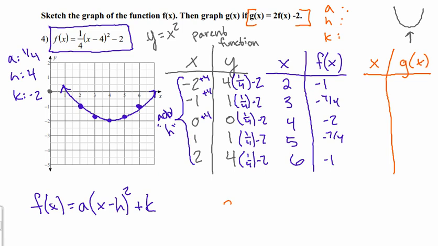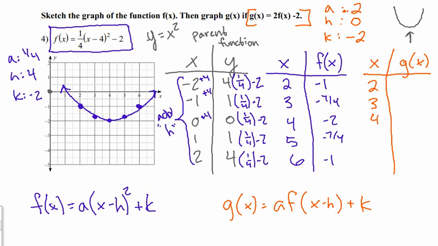And this is being written in the form g of x equals a times f of x minus h plus k. So what is the a value? It's the number in front of the f of x part. It's 2. What is h? It would be the number in there. There isn't one, so it's 0. And the last number there is negative 2. All right, so for our x values, we add h, but h is 0, so our x values actually don't change. It's very nice.